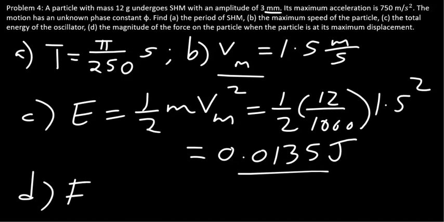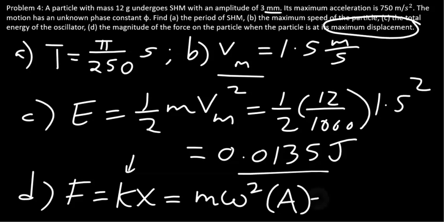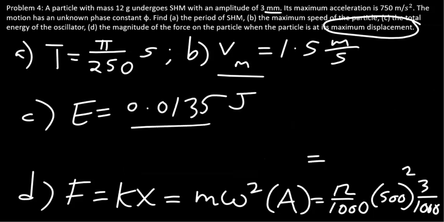Now finally, the magnitude of the force on the particle when the particle is at its maximum displacement. So the magnitude of the force is given by Hooke's law. Since the spring constant k is given by mass times the square of angular frequency, and now the displacement is the amplitude itself because we are referring to a maximum displacement, and that is the same as the amplitude. Now the mass is 12 grams, so 12 over 1,000. Omega was found to be 500 radian per second, so 500 squared. And amplitude was 3 millimeters, so 3 over 1,000. And that's going to be 9 newtons.